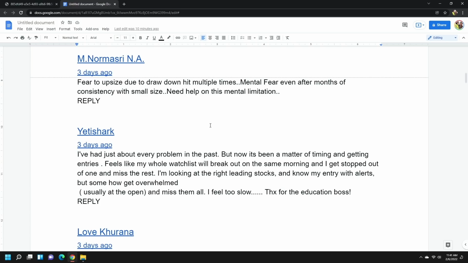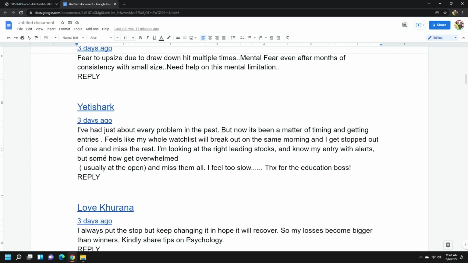The next question is, fear to upsize due to a drawdown hit multiple times, a mental fear even after months of consistency with small size. I have seen this problem many times, where people trade with very small size. Incrementally increase your size. You cannot increase size dramatically. If you're trading 1,000 shares and you go to 3,000 shares in one day, you're going to feel the pressure. So incrementally increase the size. If you're trading, say, 1,000 shares, go to 1,100 for a couple of days, see nothing happens, then you do 1,200, then you do 1,300. So a gradual increase in size is the solution to this particular problem.